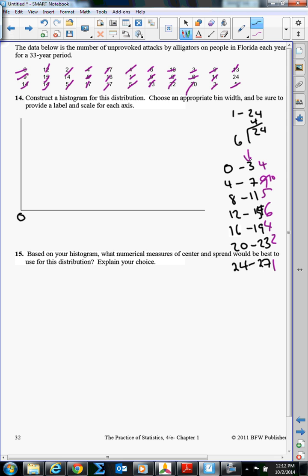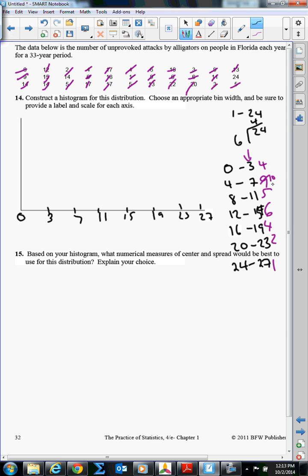And so I'm going to make my scale with these being the ends. So 3, that's one class. And then 7 will be the 4 to 7. And then 11 and 15 and 19 and 23 and 27. So hopefully you scaled yours better than mine.